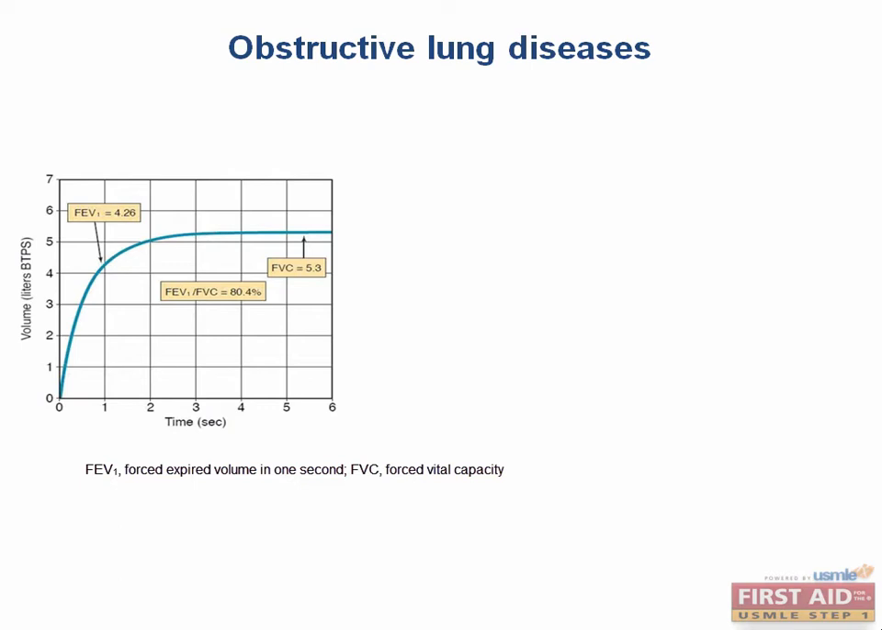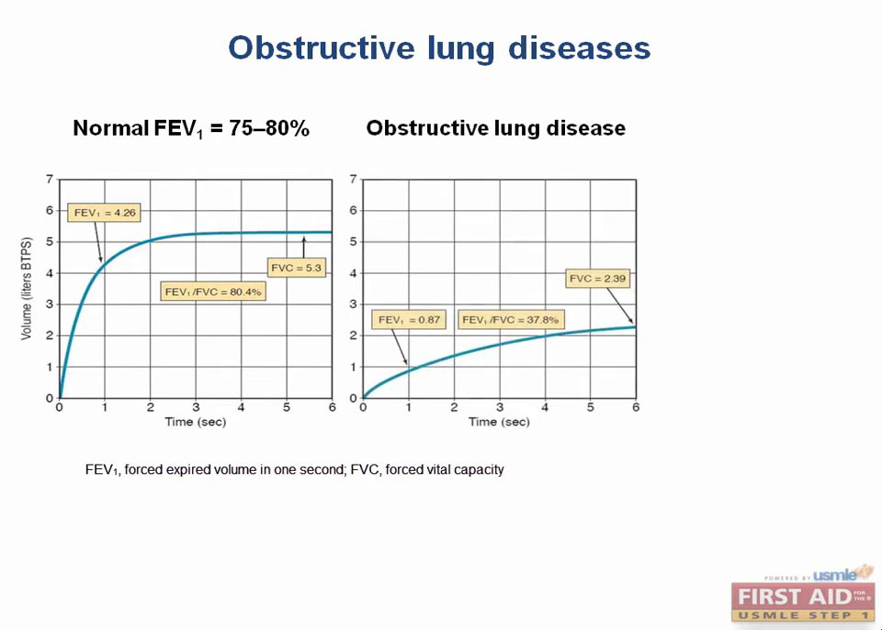FEV1 is measured in a similar way, but is only the volume of air that can be exhaled in the first second. In a normal person, how much air should they be able to force out of their lungs in 1 second? About 75 to 80% of the total lung volume.